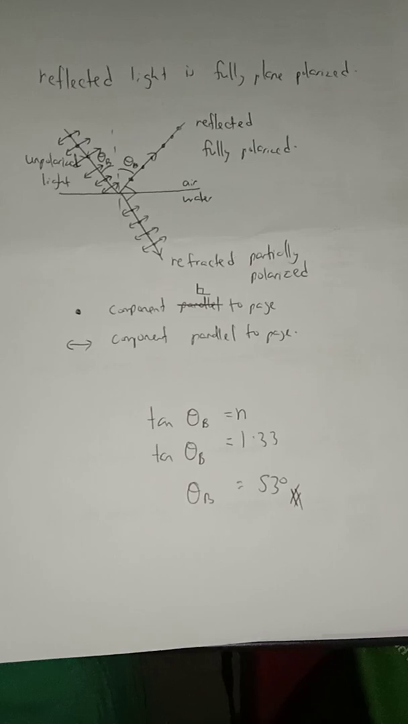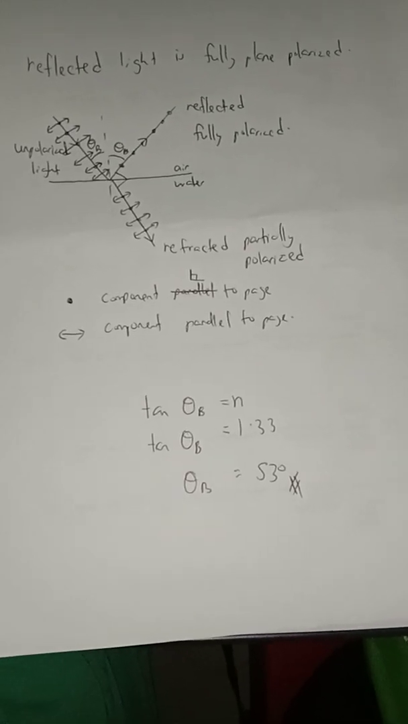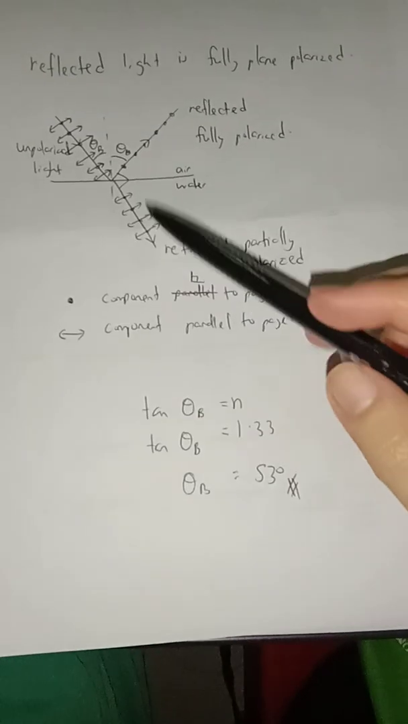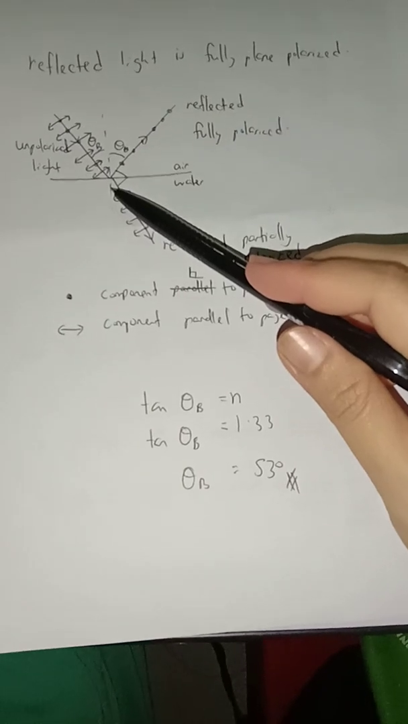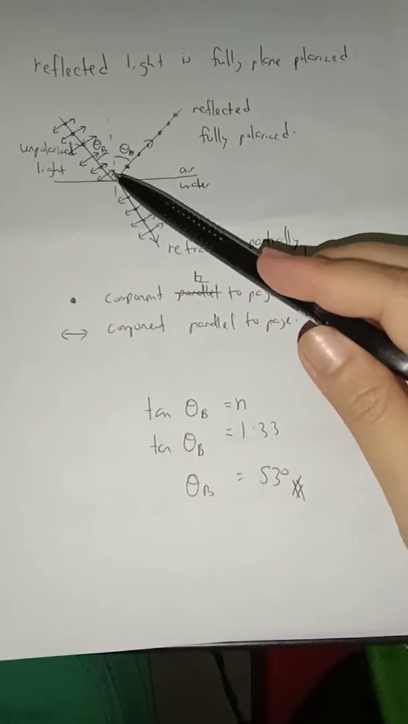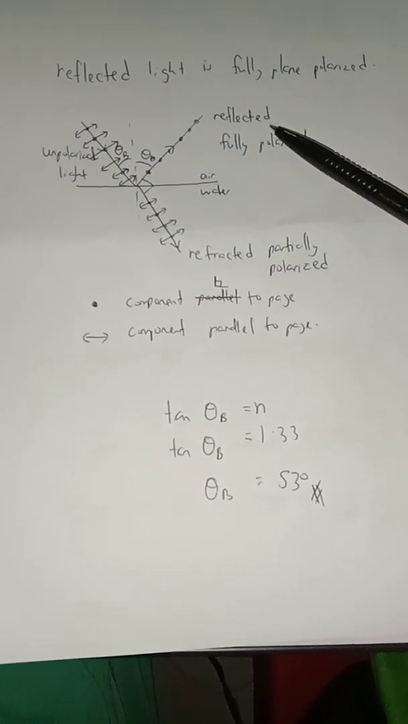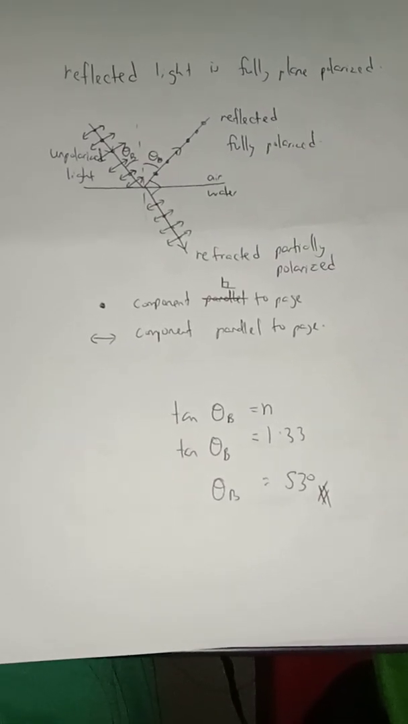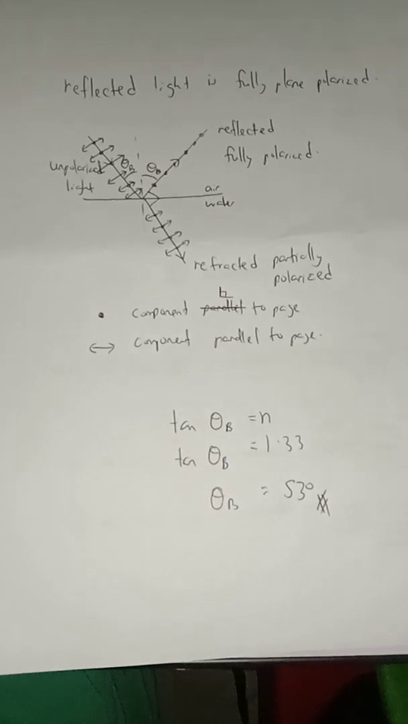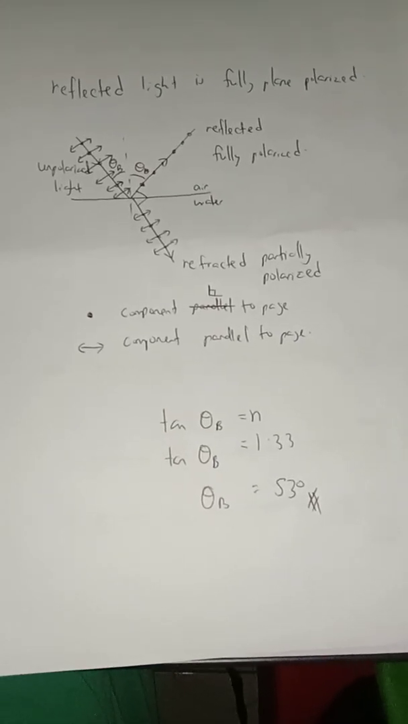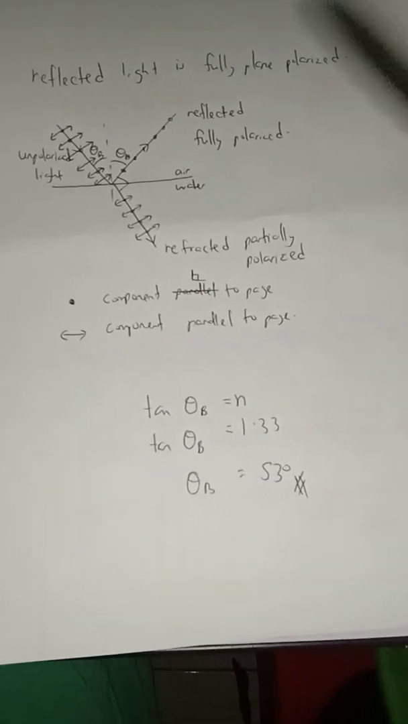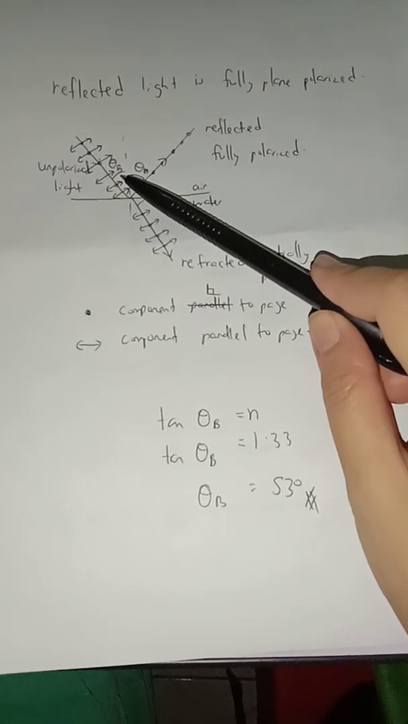Okay, so I hope you understand the question. A beam of light strikes a water surface, and the reflected light is fully plane polarized. So this is fully plane polarized. The refractive index of water is 1.33. What is the angle of incidence? So the angle of incidence is Brewster's angle.